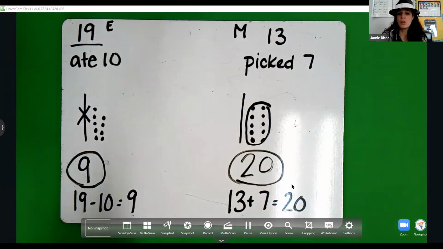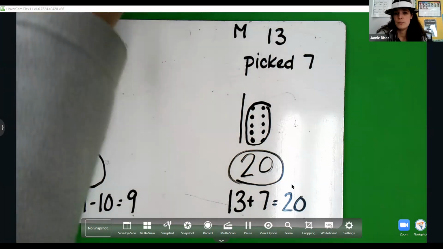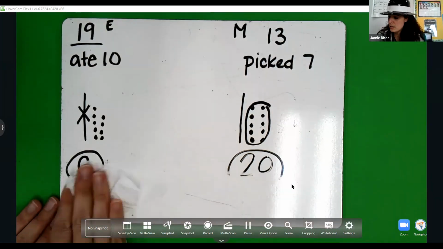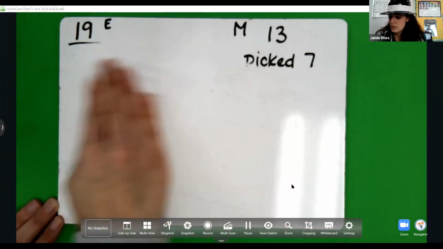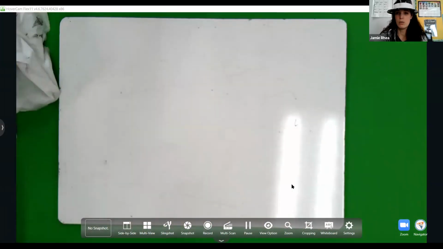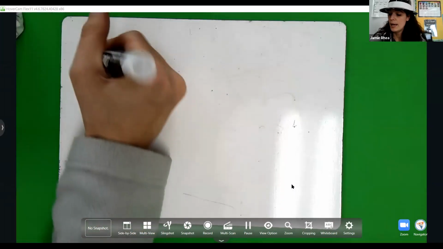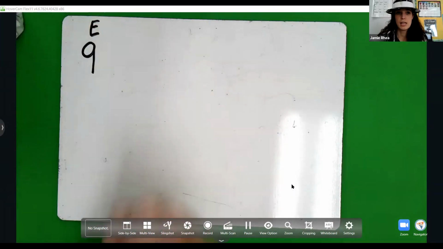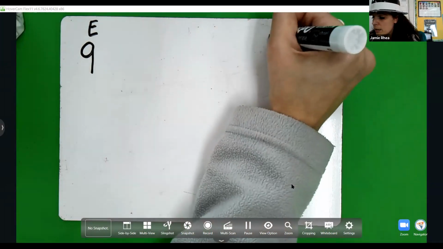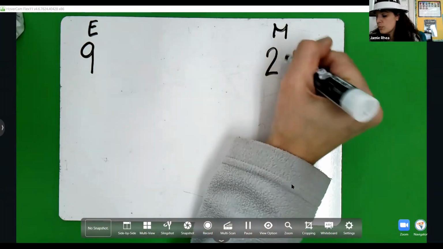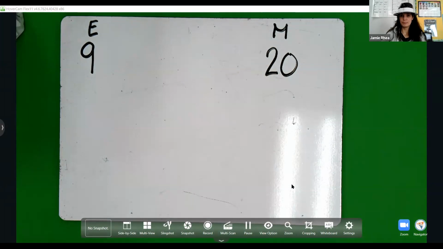Now, we've solved to see how many they each have, but we're not done. We're not even close to being done yet. So here's what I'm going to do. I'm going to erase right here. And we know that Elaine had 9 blueberries after she ate hers. And Mike had 20 blueberries after he picked them. Okay, so now we need to compare who has more.